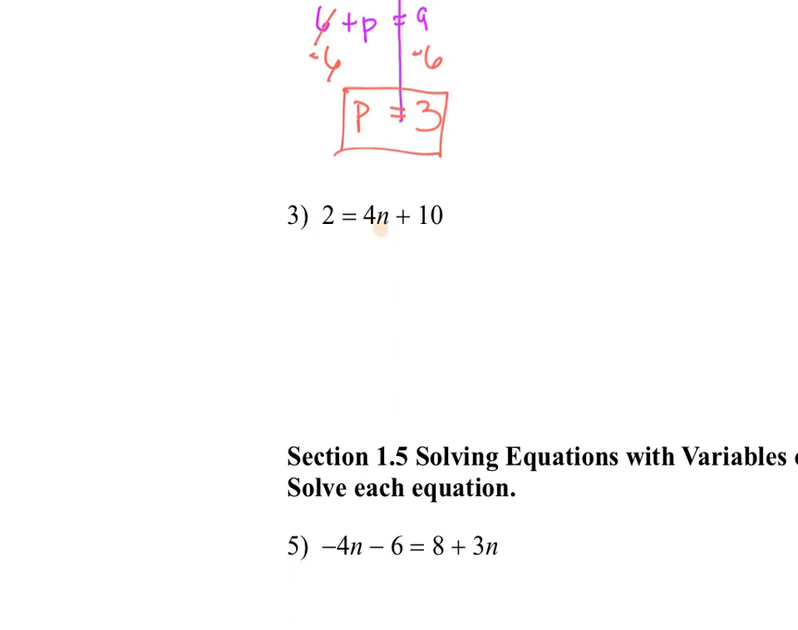For number 3 here, we can locate the n, and we can see that the 4 is being multiplied to the n, the 10 is being added. So the first thing we want to do is subtract that 10 from both sides. So notice how I line everything up. So I have 2 minus 10 is -8. And we bring down the 4n. The 10s, of course, canceled out. Final step is to divide both sides by 4. And you can see here, -2 is what equals n.